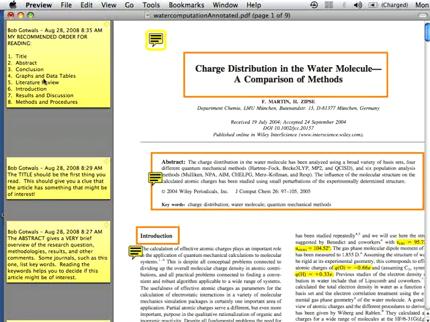Okay, so at that point, after step number 4, you almost can, if you think you've gotten out of this journal article what you think you need to get, you really can stop now. You don't have to read anything else.